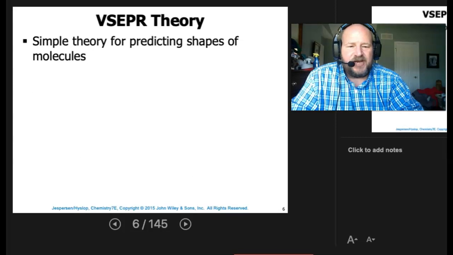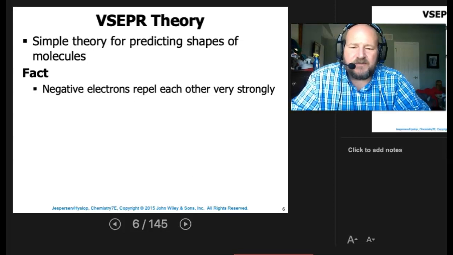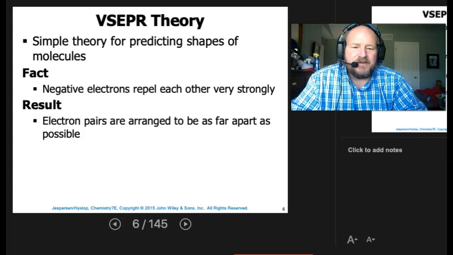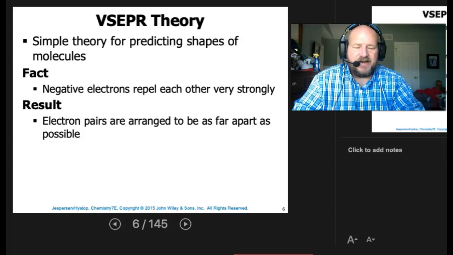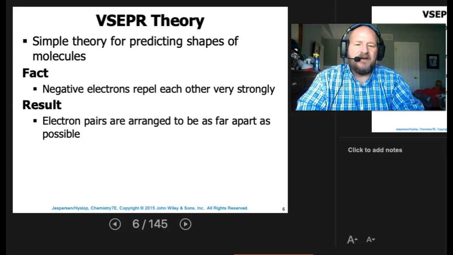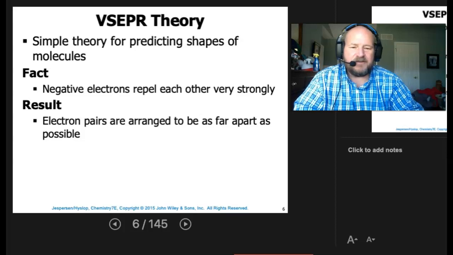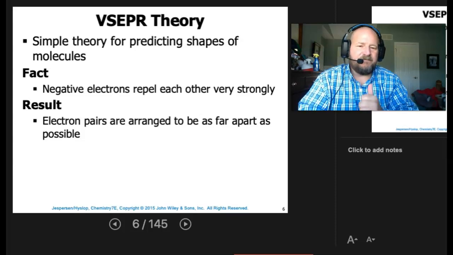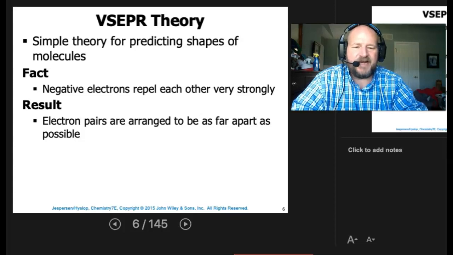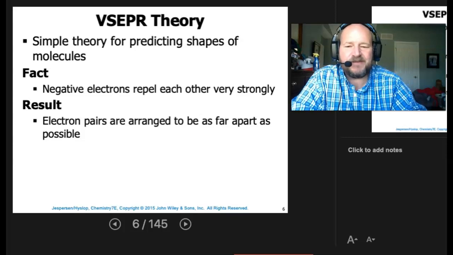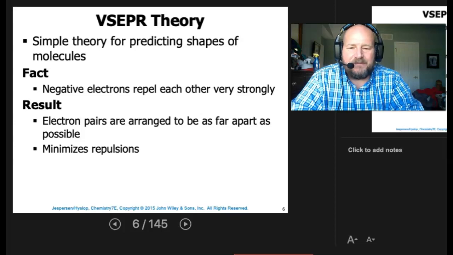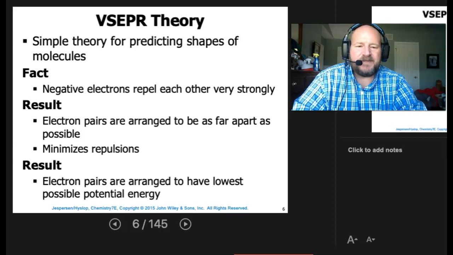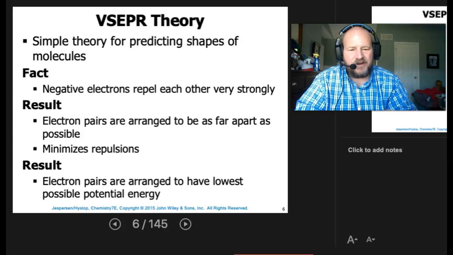It's a simple theory for predicting the shape. Here's what we're going to take advantage of. Negative electrons repel each other very strongly. That means they want to get as far away from each other as they possibly can. If I'm looking at a 2D surface, then that means 180 degrees would be as far away as they can get from each other. If I introduce another pair, now it's going to be possibly 120. Then we introduce another pair, you would think it would be 90, but actually we can flip that into 3 dimensions and we can get to about 110. The reason they do this is to minimize the repulsion between the pairs. Electron pairs are arranged to have the lowest possible potential energy. So again, we want to get them away from each other. The closer they are to each other, the more they'll repel.